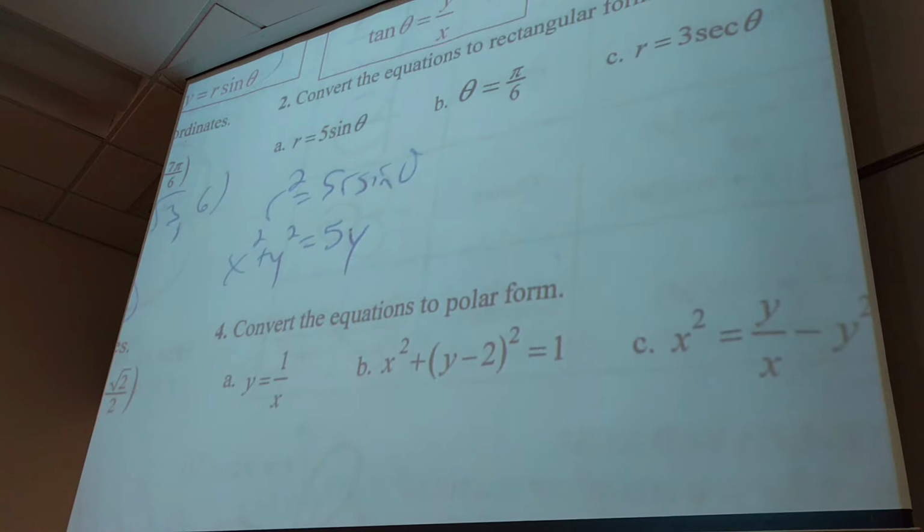I don't know if you remember, r equals something sine theta is a circle that's been moved up on the y-axis. r equals something cosine theta is one that's been moved over on the x-axis. Kind of makes sense. Sine's y, cosine's x. I like it.